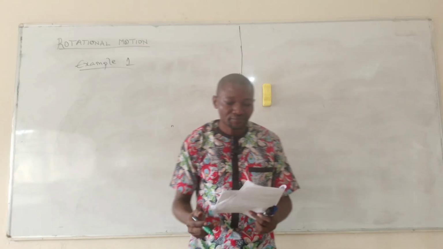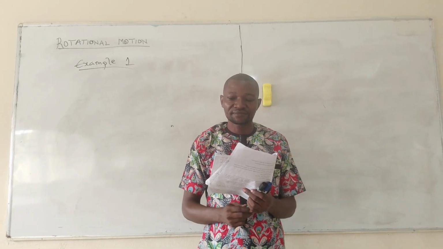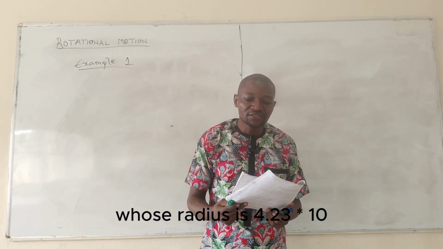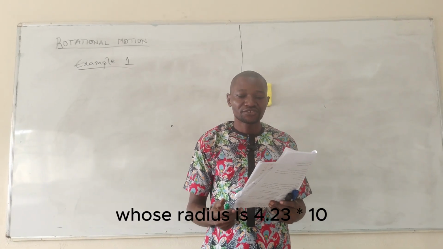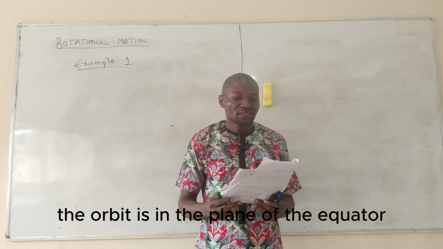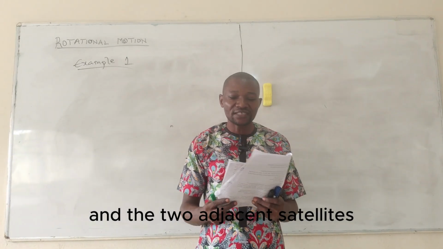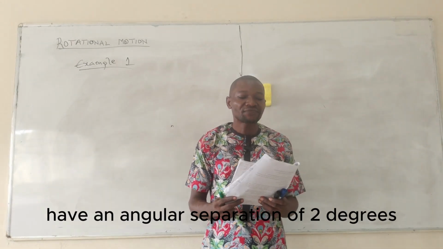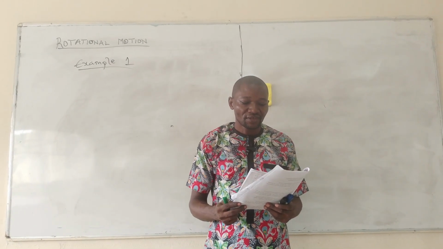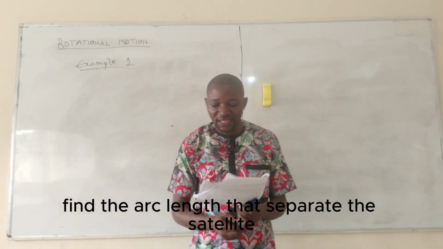Example 1. Synchronous communication satellites are put into an orbit whose radius is 4.23 times 10 raised to power 7 meters. The orbit is in the plane of the equator, and 2 adjacent satellites have an angular separation of 2 degrees. Find the arc length that separates the satellites.